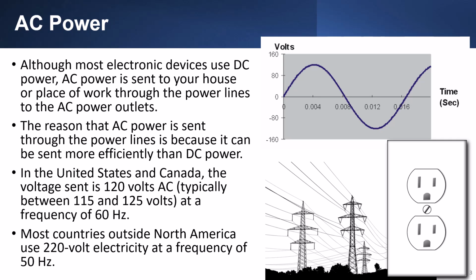Although most electronic devices use DC power, AC power is sent to your house or place of work through the power lines to the AC power outlets. The reason the AC power is sent through the power lines is because it can be sent more efficiently than DC power. In the United States and Canada, the voltage sent is 120 volts AC, typically between 115 and 125 volts, at a frequency of 60 Hz. Most countries outside North America use 220 volt electricity at a frequency of 50 Hz.